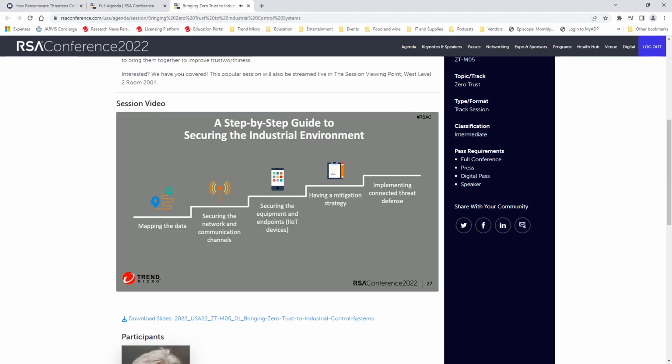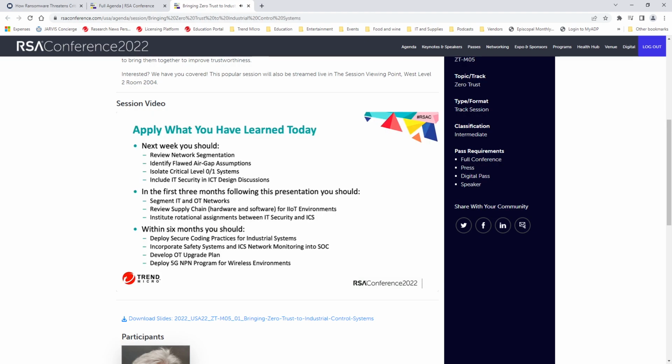Make sure you understand your network entry points and segment. Secure equipment, have a mitigation strategy, whether it's we're going to go to another location, think of it as an analogy to your business continuity plan, and implement a connected threat defense, and that means integration. So, what have we learned? Lots of vulnerabilities.